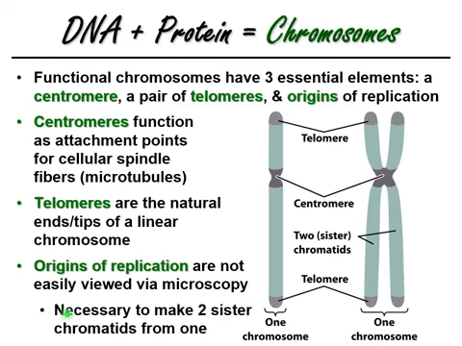So origins of replication are necessary to make two sister chromatids from one. The origins of replication make it possible to replicate the DNA in this chromosome and make two sister chromatids from one chromatid.